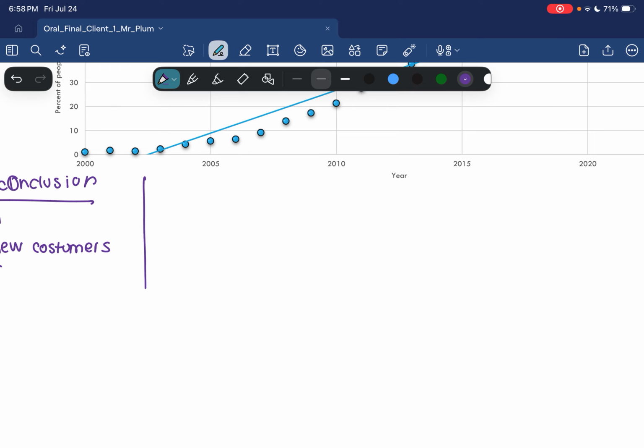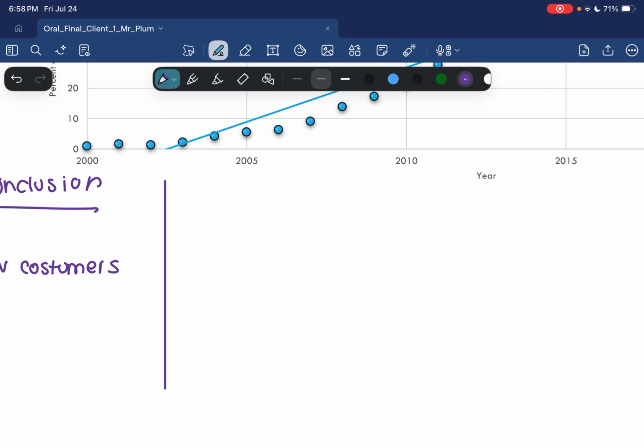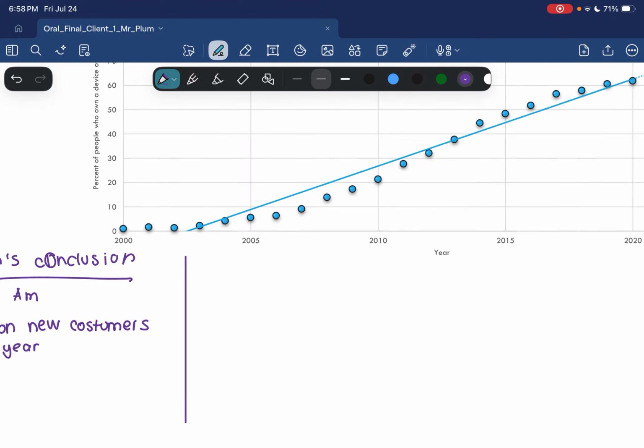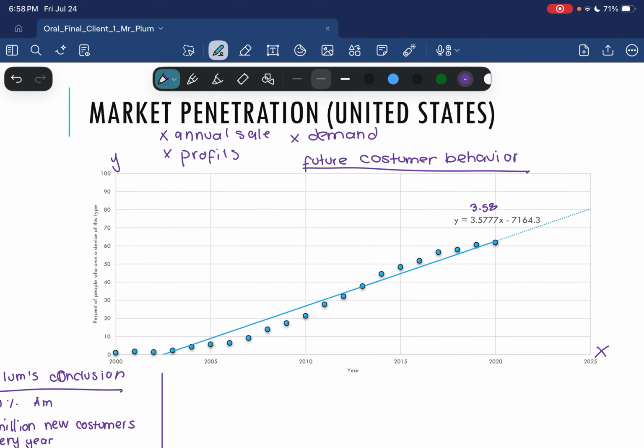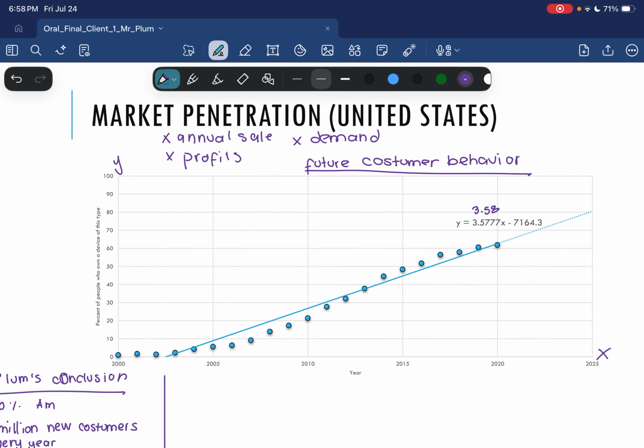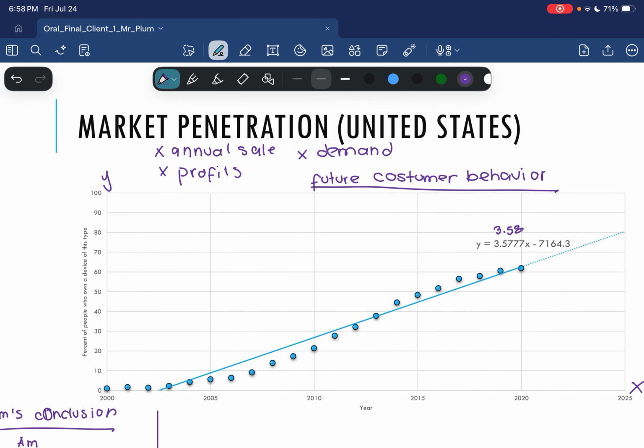The main problem here is that although Mr. Plum's conclusion sounds reasonable, it is not supported by the graph, because his main mistake is interpreting the historical trend as a guaranteed prediction of the future growth. The graph only describes what happened already, not what is going to happen next.